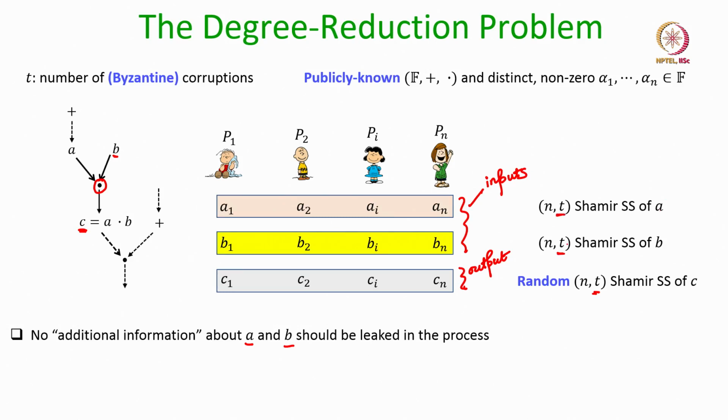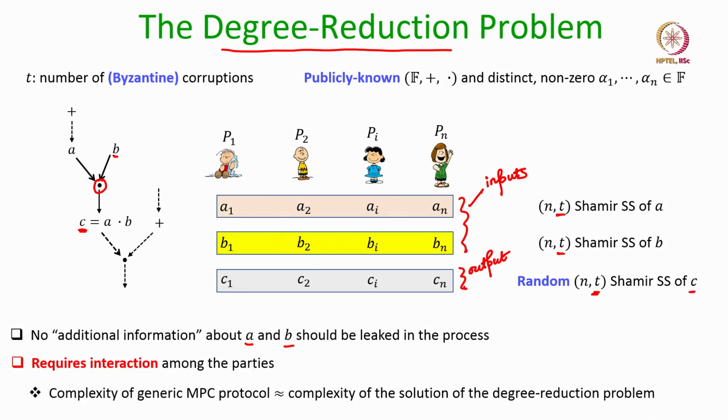In the last lecture we have seen that if every party locally multiplies its share of A and B, then that leads to a secret sharing of C where the degree of the sharing will be 2t, and that 2t degree polynomial is not a random 2t degree polynomial. So, this degree reduction problem not only reduces the degree of the sharing for the C polynomial, it also ensures that the resultant t degree sharing polynomial for sharing the value C is a random t degree polynomial.